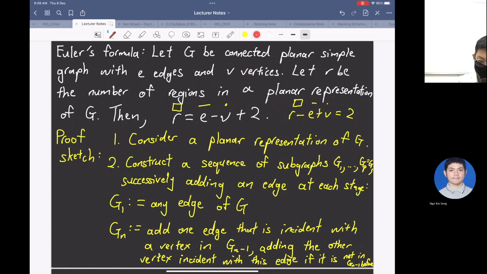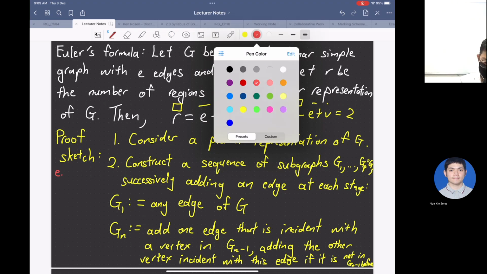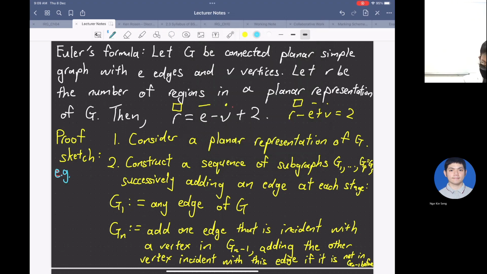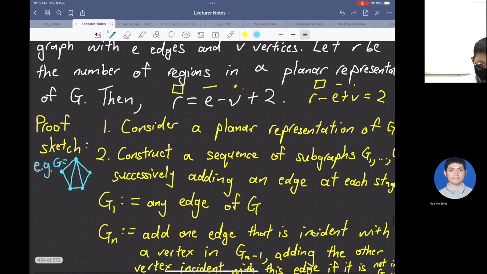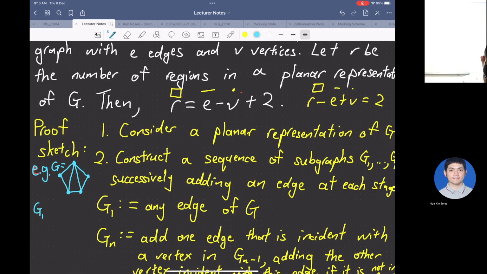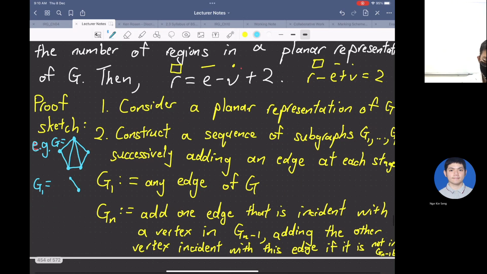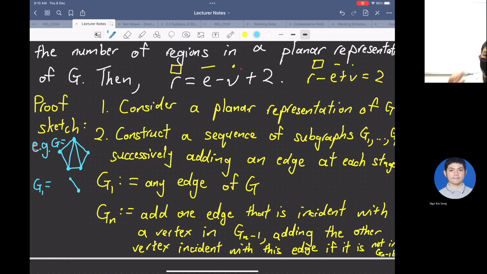Okay, so for example, I hope you can see it. Suppose our graph is something like this. Okay, so this is our G. So for G1, you can start at any edge. Maybe I start at the top right edge, any edge of G. Whenever you add an edge, you definitely need to add the vertices in.